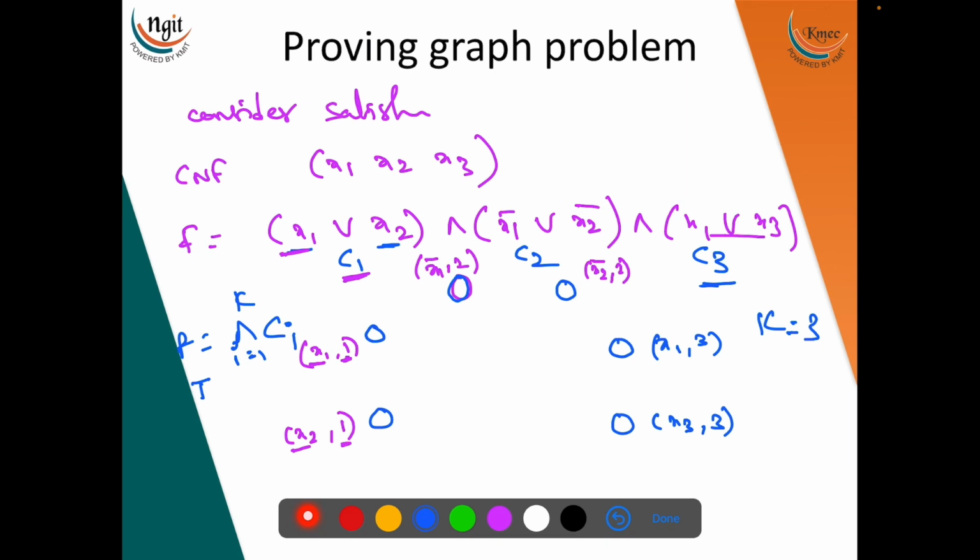Negation of x is false. If x is true, x1 is false. That means I cannot form an edge between these two vertices. Correct? Now, how can I make this pair?